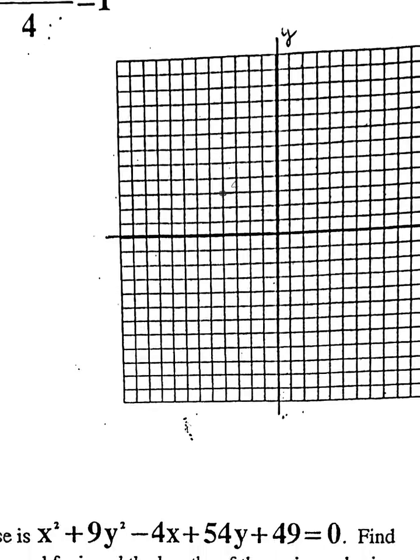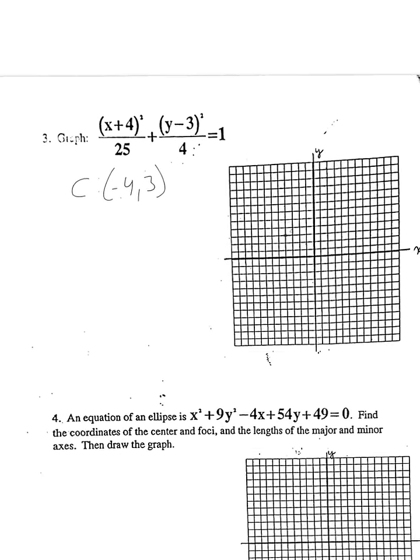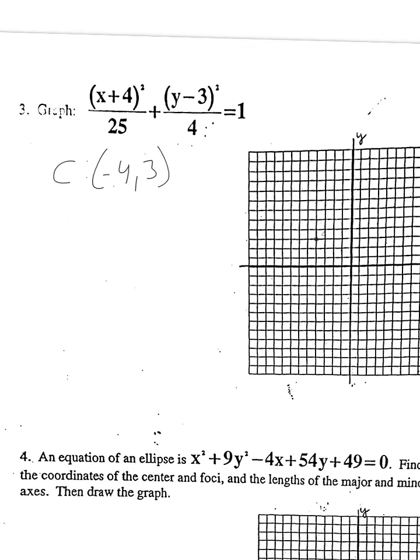Okay. Now, let's look at what else we could figure out. We know that a squared is the bigger number. So what we can deduce from this, since the bigger number is under x, is that the ellipse is going to be horizontal. It's going to look like this. Okay, so the bigger number is under the x term, so it's going to be horizontal.